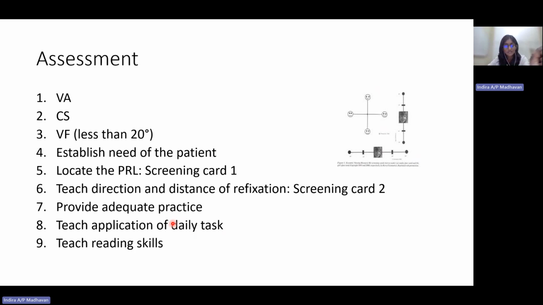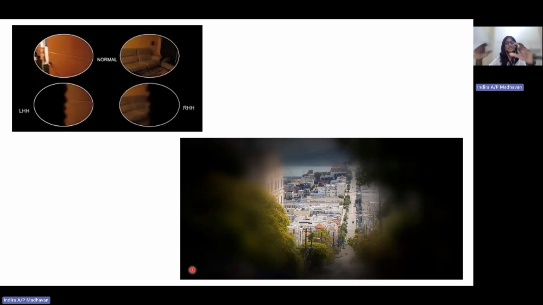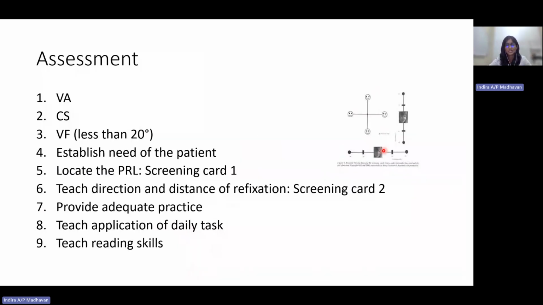Okay, once you already receive that feedback, then you can continue with teaching the reading skills for the kid, or even the elderly also can. Okay, teach the reading skills. So first, we modify this chart. We try with the first one, which is the letters.